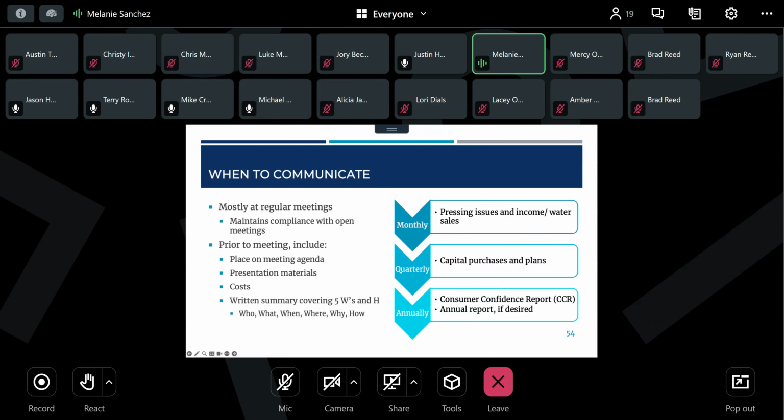You can make sure to place a meeting agenda and include the topics that you're going to talk about well in advance. Prepare informative materials to support that communication. Be very transparent about costs associated with proposed actions or initiatives. And prior to the meeting, it's nice to provide a written summary that includes the 5 W's and H. It allows board members to come prepared for discussions.